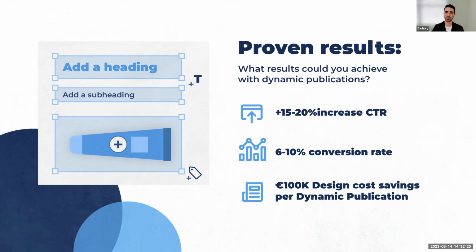And also, through some of our customers that previously worked with professional agencies to design their publications, we've identified an average cost saving of 100,000 euros per publication, which is pretty substantial. If we look at the next slide, we'll see some examples.